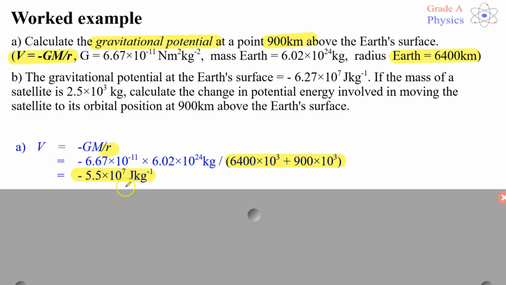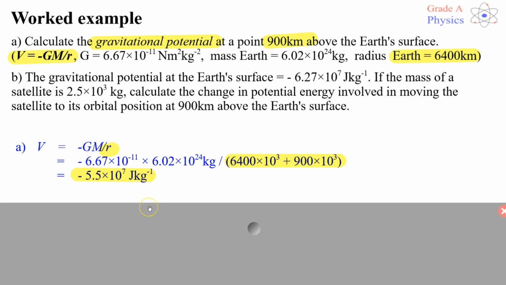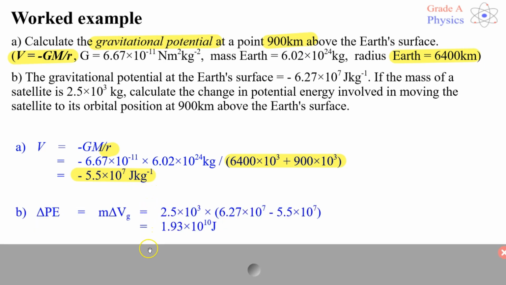That on its own, I think, doesn't really mean that much to us because we're not used to thinking about joules per kilogram. But part B hopefully puts this into context. So we're told the gravitational potential at the Earth's surface is this value here. So we would expect that to be larger than at the height of the satellite because we're moving away from infinity, we're getting a larger negative value.